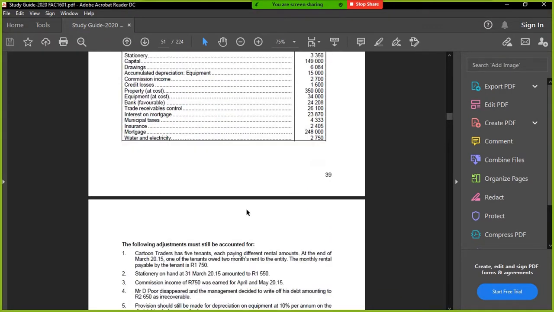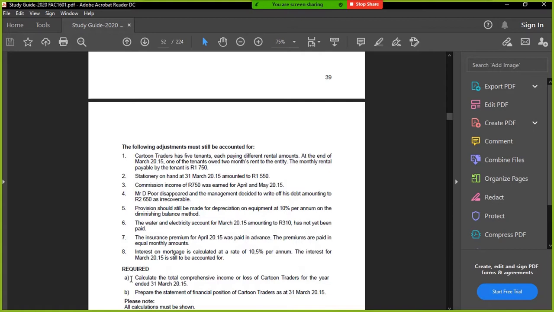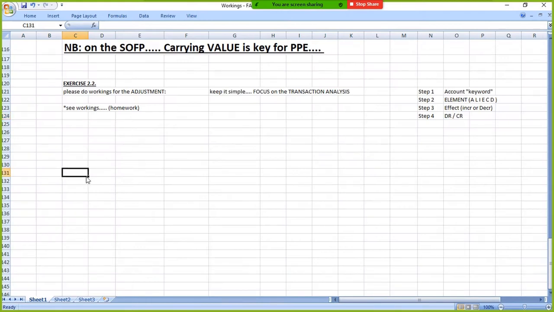So what am I asked to do? If you look at the required, they want you to show 2 things: the statement of comprehensive income, and the statement of financial position. When you complete this activity, you need to draw up those statements. I've given you templates to use. Statement of comprehensive income, or statement of profit and loss and other comprehensive income. That's the correct name for it.